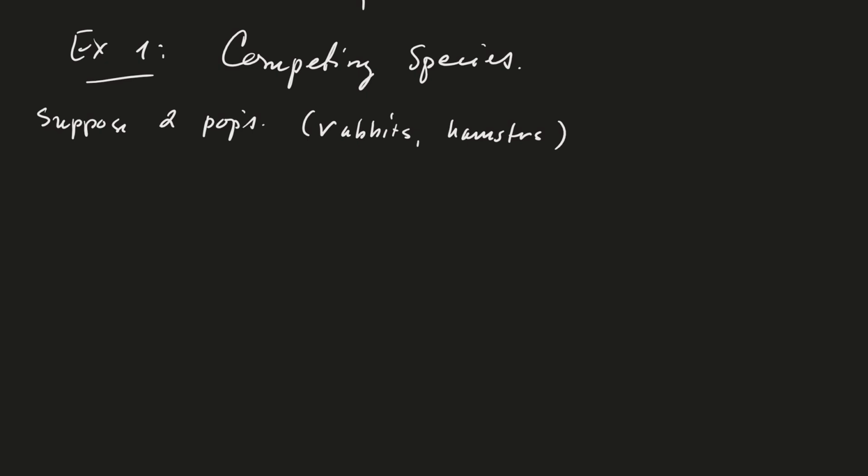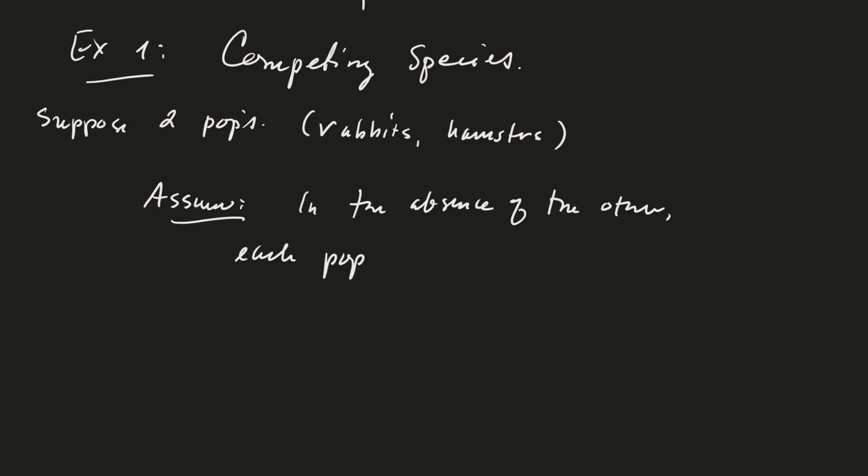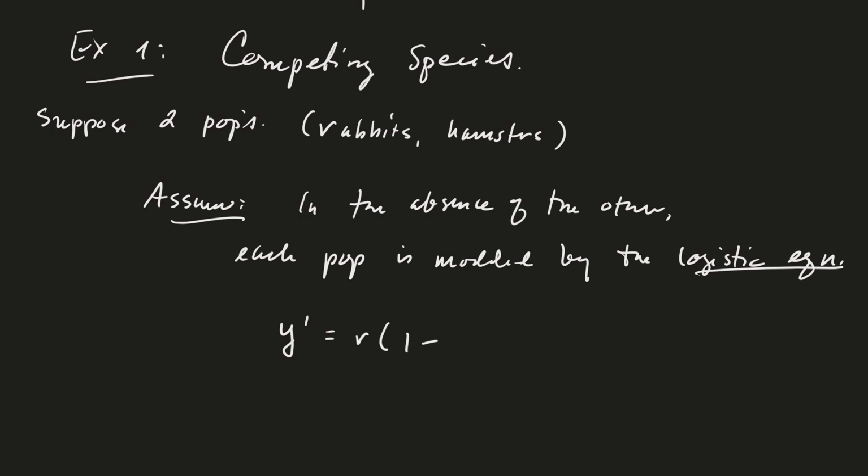And so we'll make some assumptions about our model here. One assumption: in the absence of the other, we'll assume that each population is modeled by the logistic equation. You remember that? Let me write down the logistic equation for us. That's y prime equals r y times 1 minus y over n. Oops, forgot my other y. That's an important one.